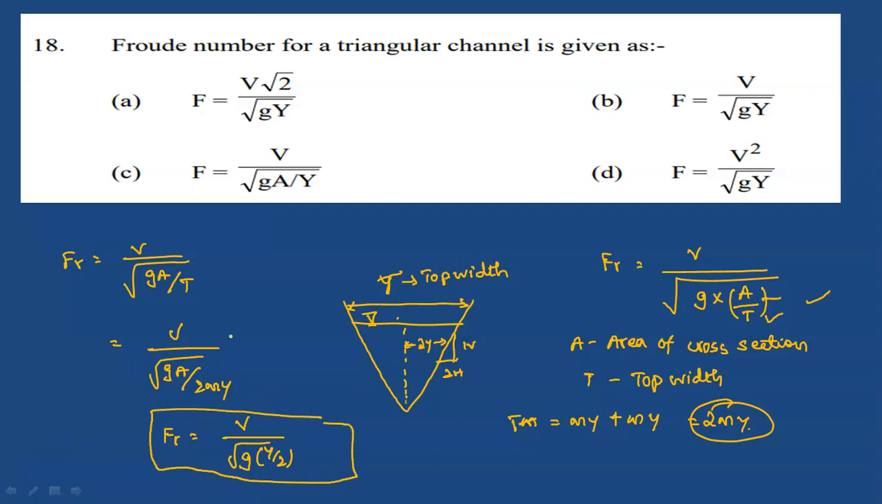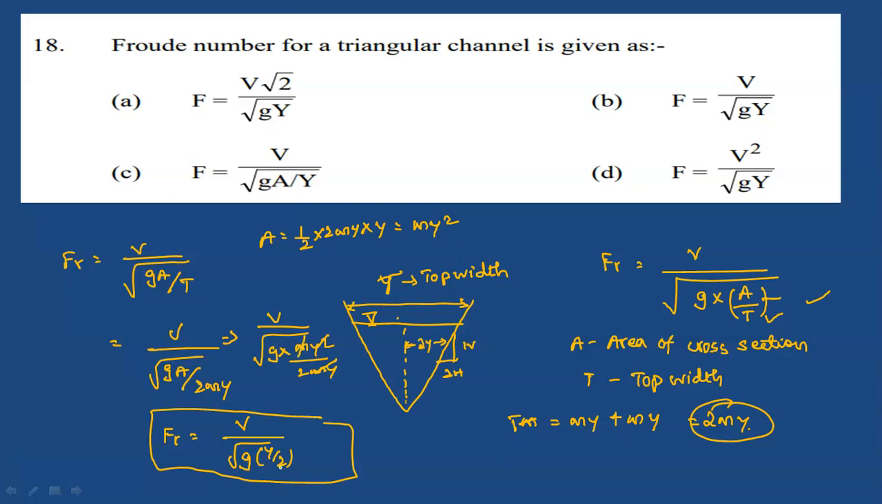So this can be derived from this equation. So A we can write as half into 2my into y, which is my square. Okay, so this equation can be written as V divided by root of g into my square divided by 2my. So this my and this my are cancelled. So therefore we can write this as y by 2, g.